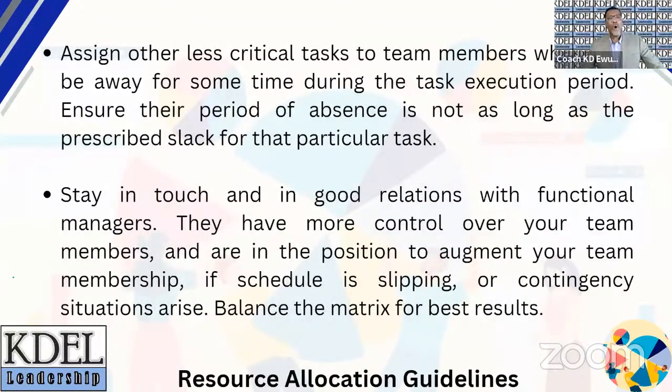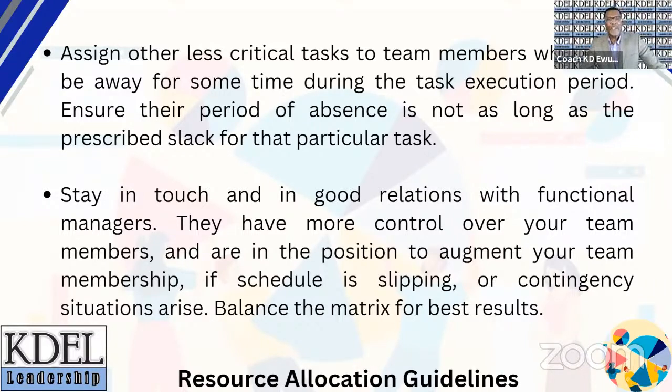You also want to assign other less critical tasks to team members who might be away for some time during the task execution period, okay? Ensure their period of absence is not as long as the prescribed slack for that particular task. So if you have a slack of 2 weeks, you want to ensure that whoever you assign that task to is not going to be away during the execution of that task for more than 2 weeks. That means even if they're not there for 2 weeks, that task can still be concluded on time.